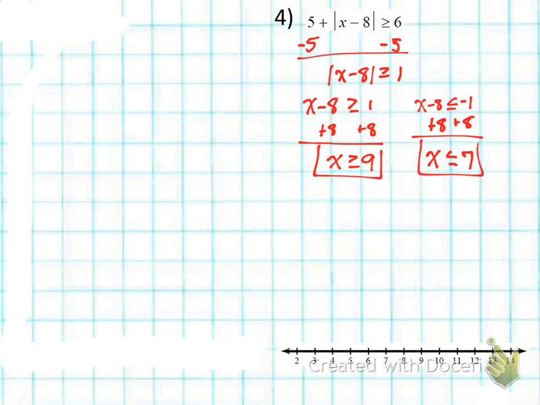Okay, so we got two answers here. So we go to our graph now. x is greater than or equal to 9. We're going to fill it in, right? And we said it's greater than, so it's going to be pointing right. Right? Pointing right, so we're going to draw an arrow to the right. The other one is 7. Draw a circle.